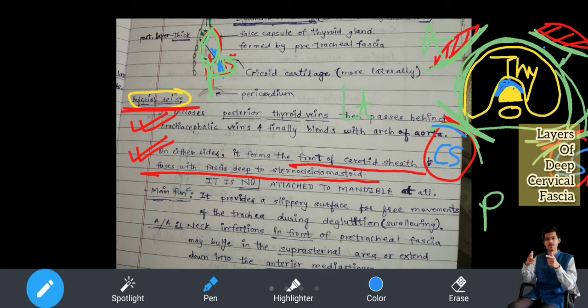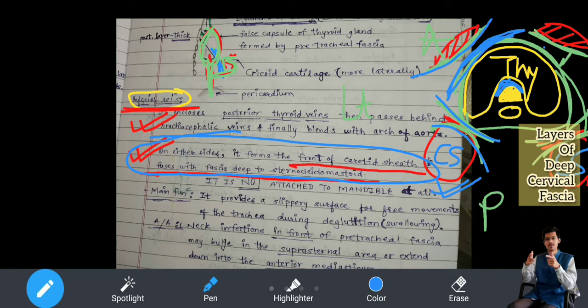So anterior of this carotid sheath is the posterior of this pretracheal fascia, and posterior of this SCM, that is sternocleidomastoid muscle, is the anterior of this pretracheal fascia. Hope you understand this relation. Then only you will understand this sentence. Okay. Then we already saw that it is not attached to the mandible. Now, main function, that it provides a slippery surface for the free movement of trachea during deglutition.